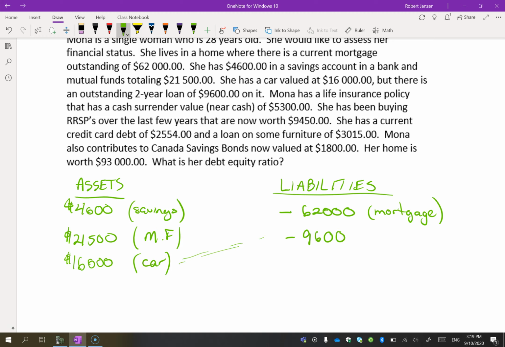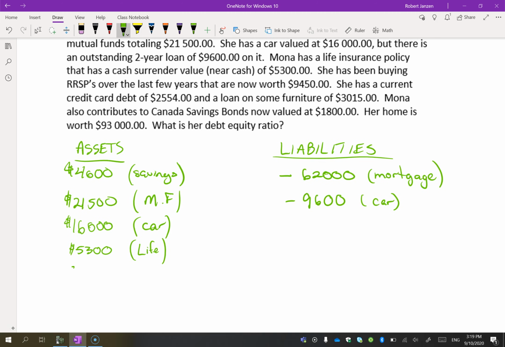So you can see these are actually both related, right? I mean, the car is $16,000, but I still owe $9,600 on it. Okay. Mona has a life insurance policy that has a cash surrender, so she can give it up, and she would collect $5,300 on it. So that's a life insurance policy. She has been buying RSPs, and they have a worth of $9,450. And she has a current credit card debt of $2,554. So put credit card. And a loan on some furniture for $3,015.